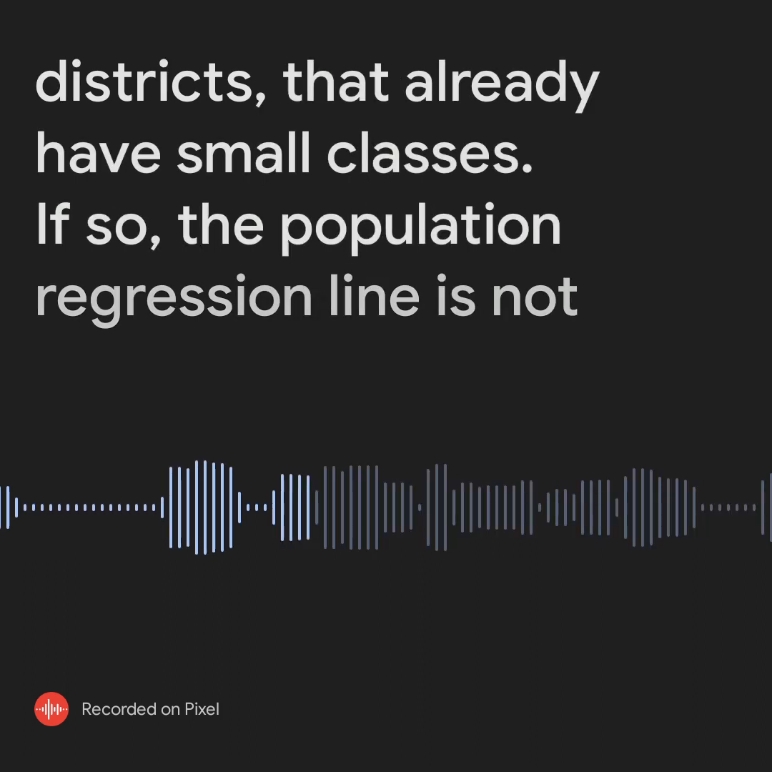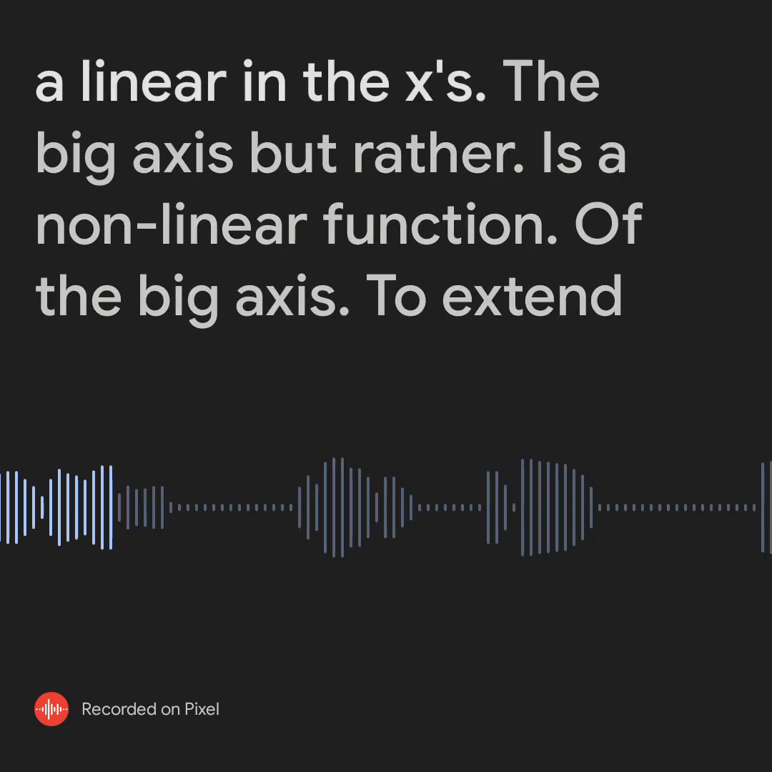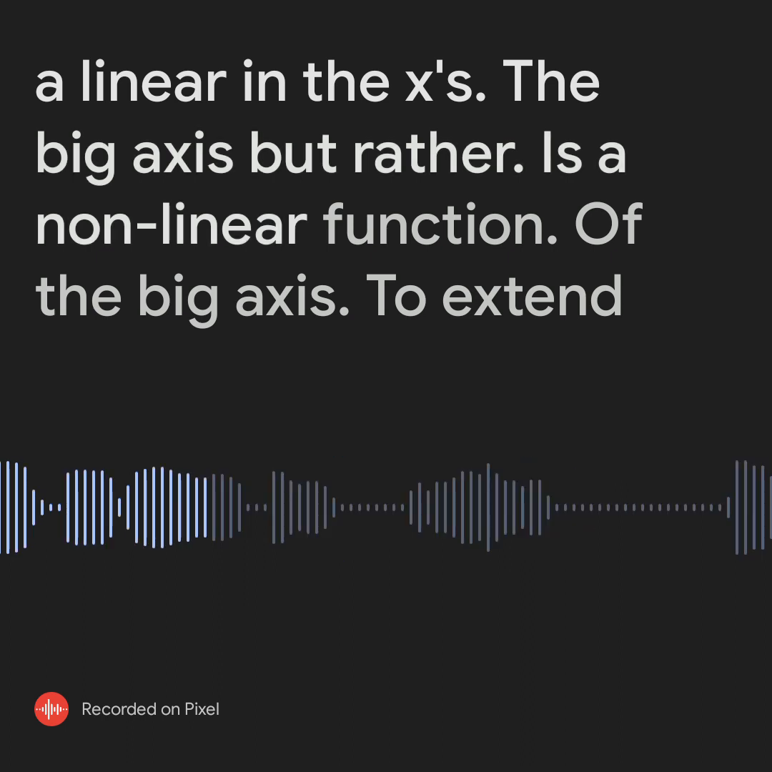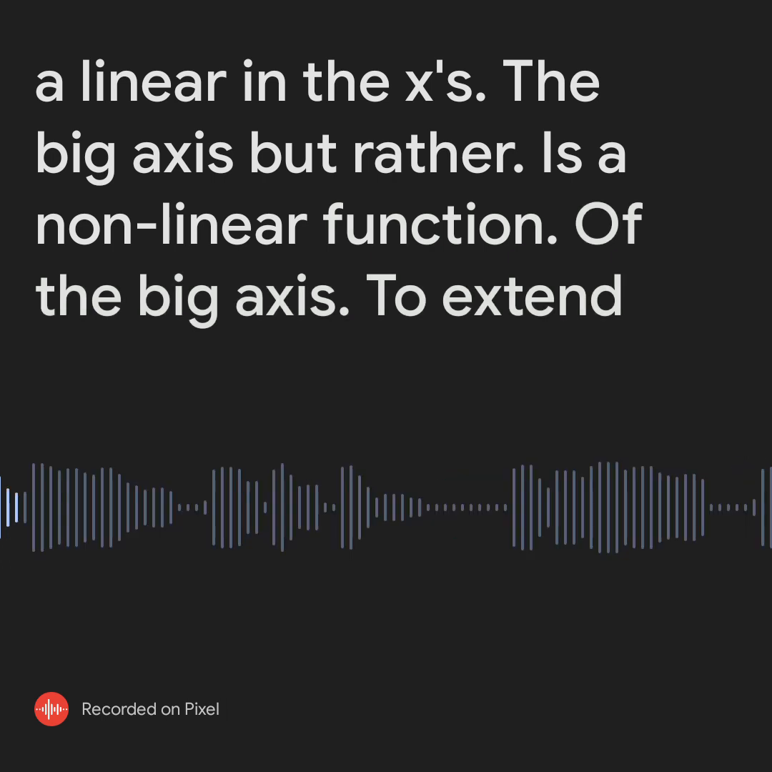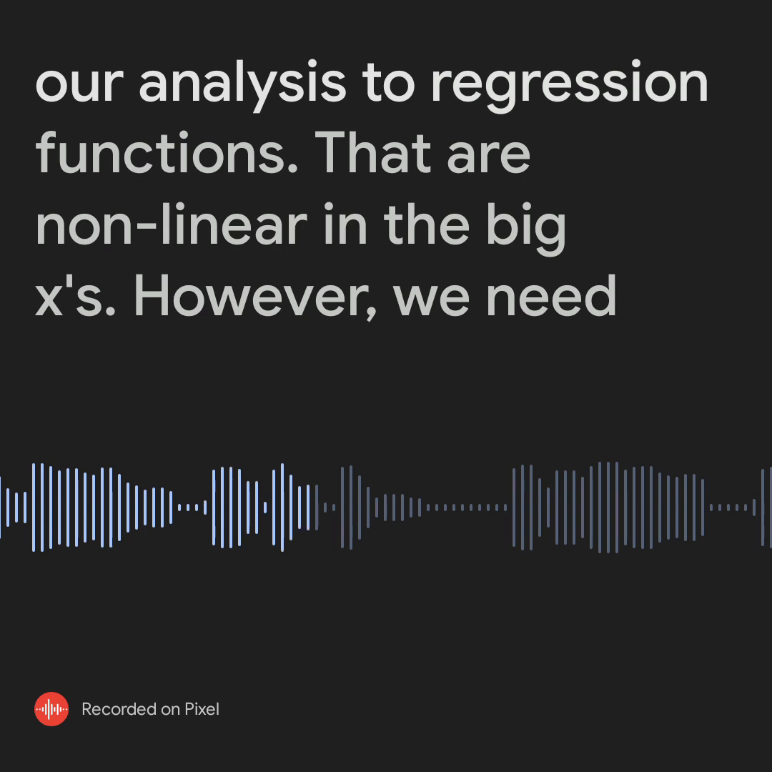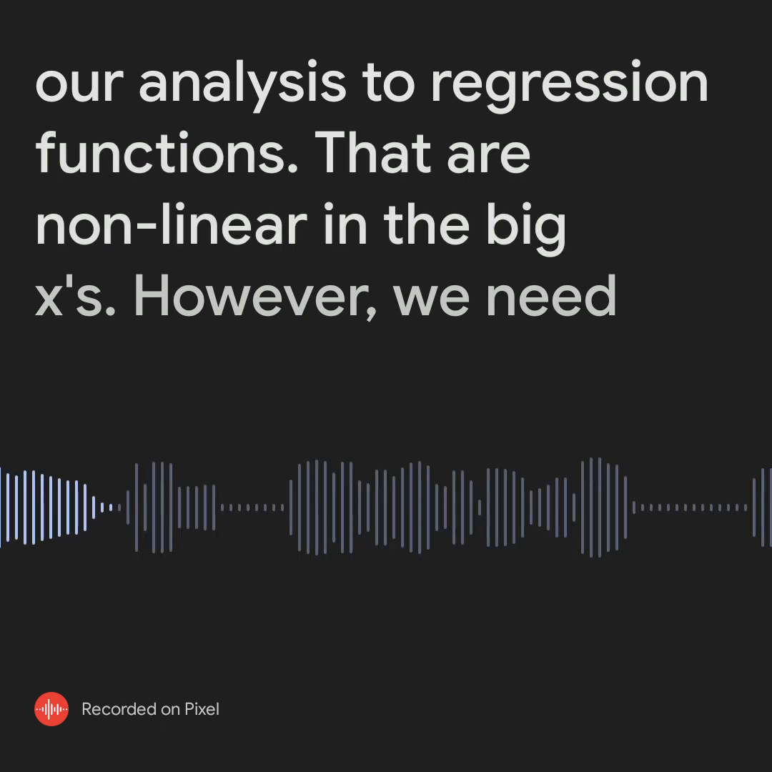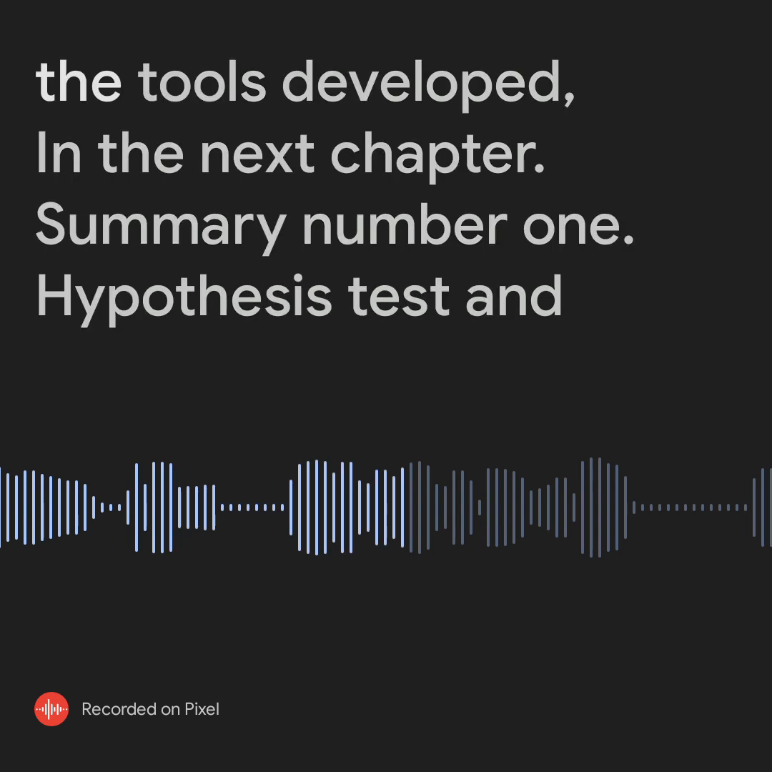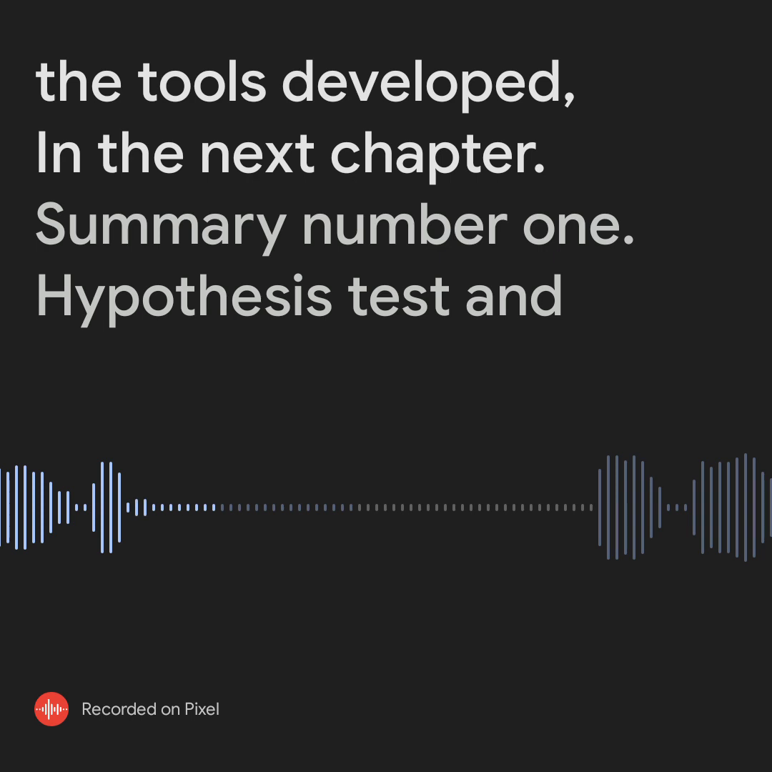If so, the population regression line is not linear in the X's, the big X's, but rather is a nonlinear function of the big X's. To extend our analysis to regression functions that are nonlinear in the big X's, however, we need the tools developed in the next chapter.